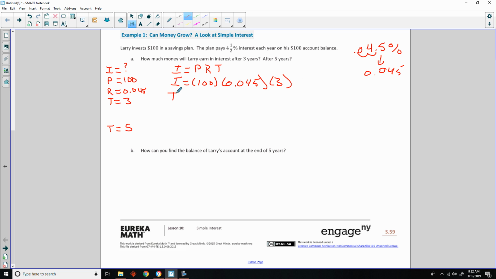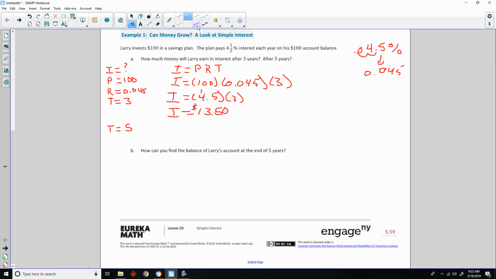So when I multiply all of this together, multiplying this times 100 moves the decimal 2 places to the right. So that'd be 4.5 times 3. 5 times 3 is 15, carry the 1. 4 times 3 is 12, plus 1 is 13 with a decimal place. That means the interest earned in 3 years will be $13.50 after 3 years.